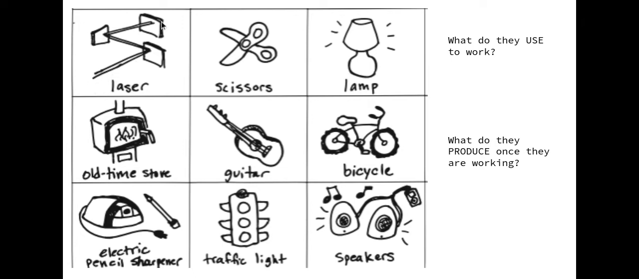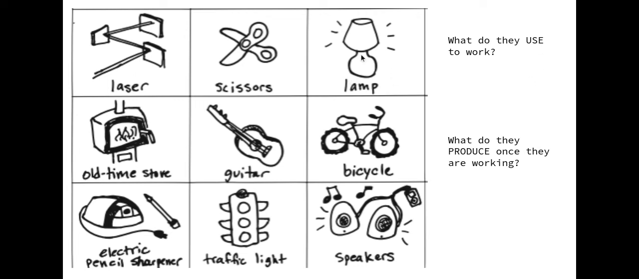If I was talking about scissors, well, we know that we have to put our fingers in the scissors and move them up and down. So the energy of movement will be mechanical. So scissors use mechanical energy. As they're working, they may produce some kind of sound energy, right? But the main purpose of the scissors is so we can cut things. So mechanical energy is what's being used.